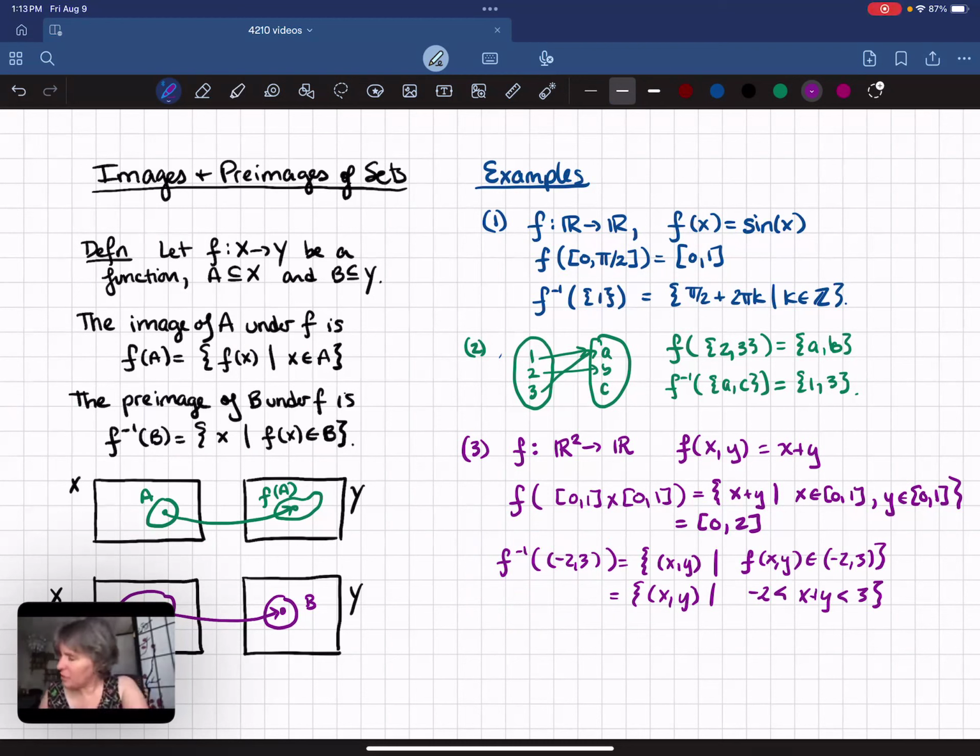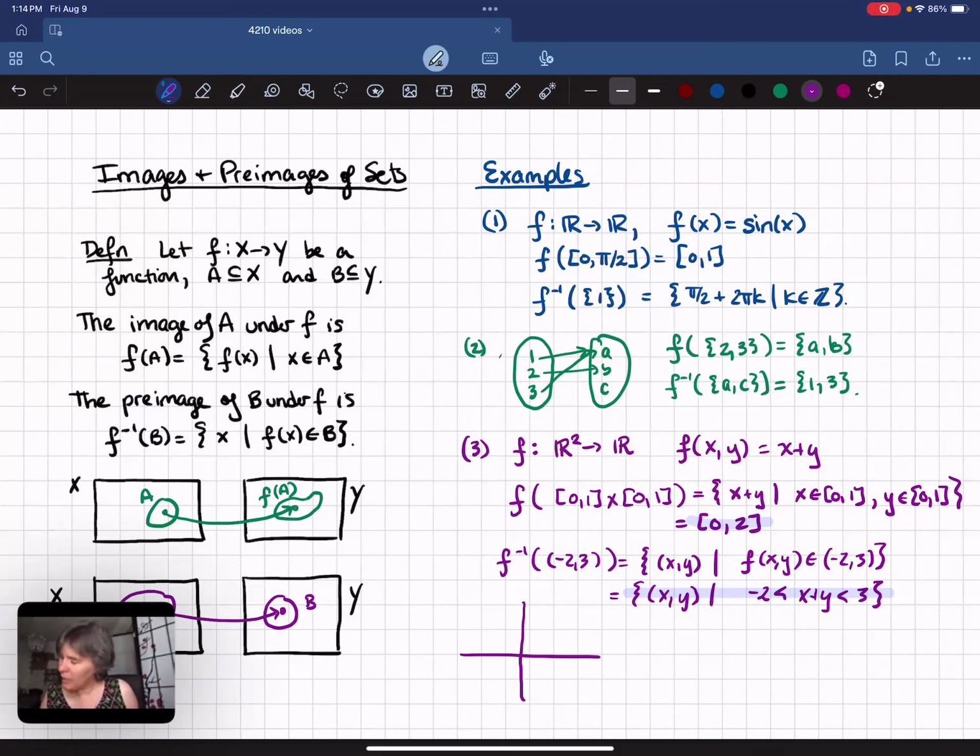That is my answer. But let's also just graph it just to make sure that we understand what's going on. So that is my pre-image. That is my forward image. Let's go ahead and graph what that pre-image looks like. So that's a set of ordered pairs. So that's going to be a subset of the domain, which is the plane. And it's the set of all ordered pairs such that x plus y is between -2 and 3.